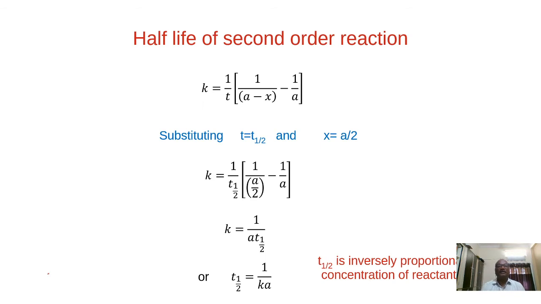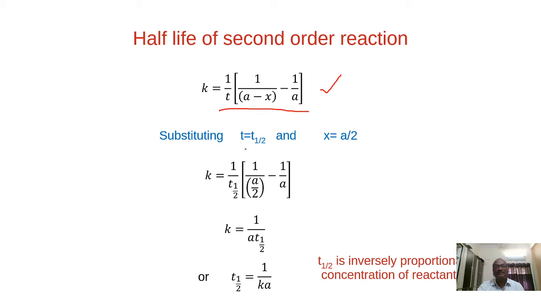Let me see about the half-life of second order reaction. Derivation of the equation for half-life of second order reaction. Whenever you derive the half-life representations, first of all we consider the equation for rate constant. Here the equation for rate constant of a second order reaction is taken, where only one reactant is present in the reaction. K is equal to 1 by T into 1 by A minus X minus 1 by A.